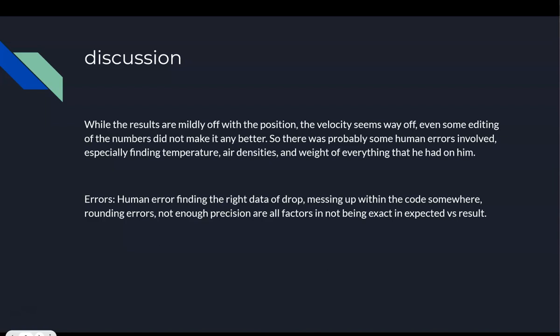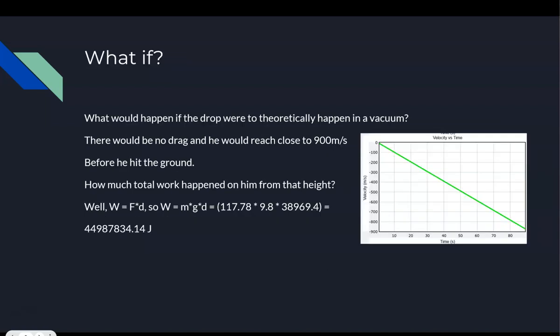Even after some editing of the code and numbers to try to make it somewhat better, it still didn't work. It was probably human error involved, specifically finding the exact temperature, air densities, and even the weight of the person he had on, because there are some small inconsistencies that could lead to massive changes. Errors that could have happened: human error finding the right data of the drop. I maybe messed up somewhere with the coding, maybe rounded it a bit too much, was not precise with all factors in, not being exact in the expected versus the result.